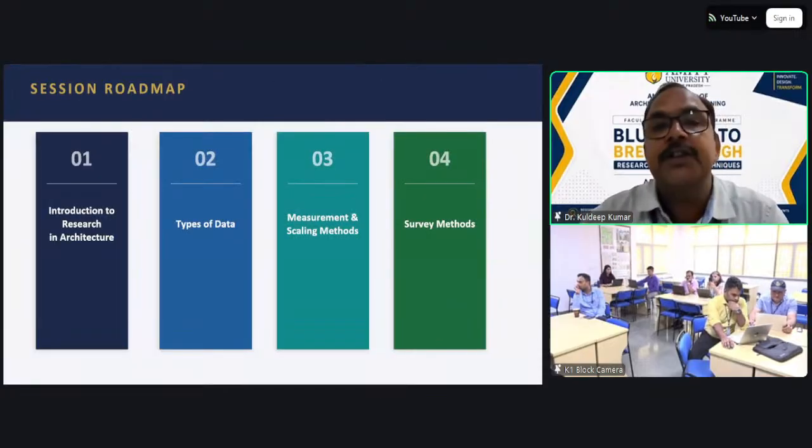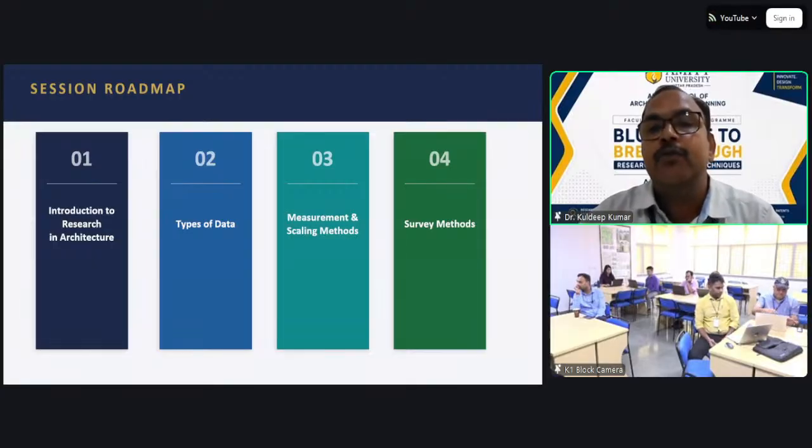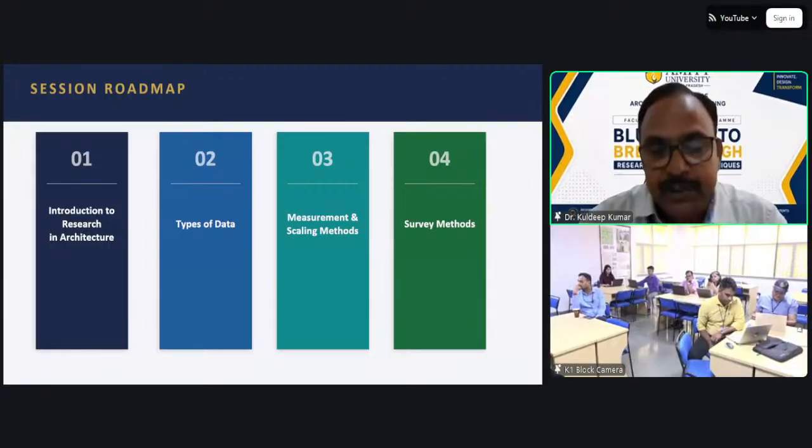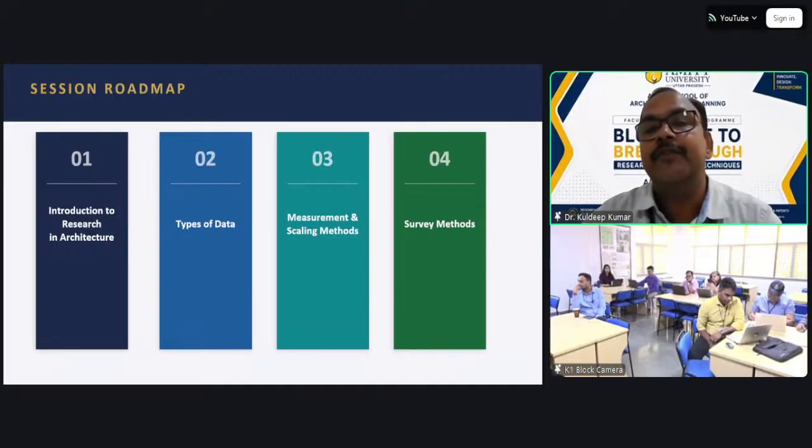So this is the session roadmap for today. Part 1 is a quick but important introduction to research in architecture: why does it matter and what kind of methods exist? Part 2 would be types of data. That means, what are you measuring? Is it qualitative or quantitative? Is it nominal, ordinal, or ratio? Part 3 would be measurement and scaling methods. That means, how do you turn perceptions, attitudes, and observations into numbers? Part 4 would be survey methods: how do you collect data from people and places?